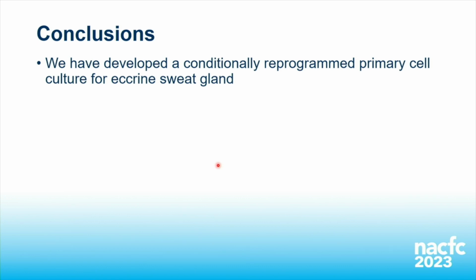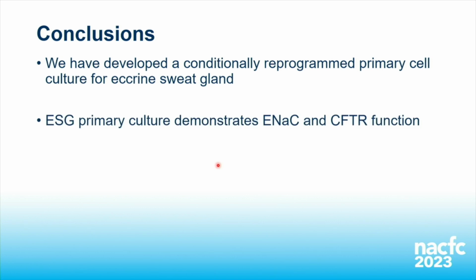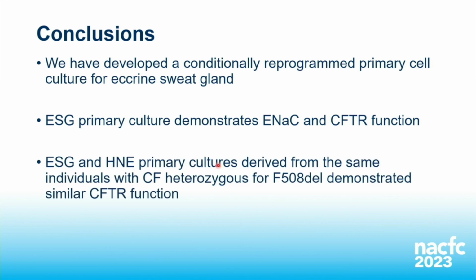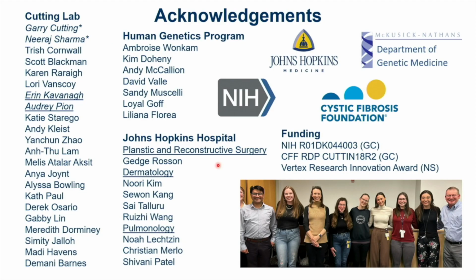So to finish up, we've developed a conditionally reprogrammed primary cell culture for the eccrine sweat gland. Sweat gland cultures demonstrate both ENaC and CFTR activity. ESG and H&E primary cultures derived from the same individuals with CF show similar function between each other and expected function. And I'd like to thank my lab very much, especially Erin and Audrey, my fellow grad students, who are very, very supportive.